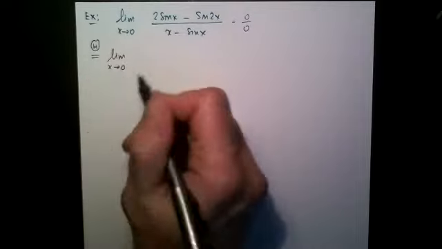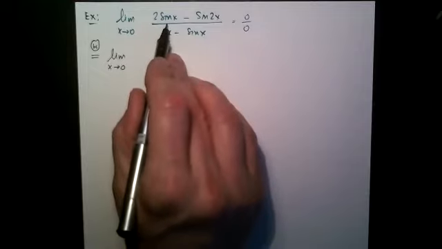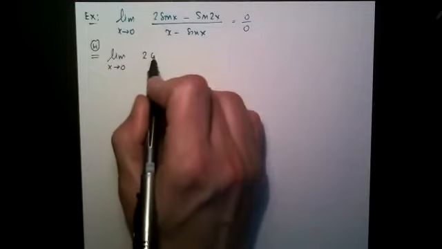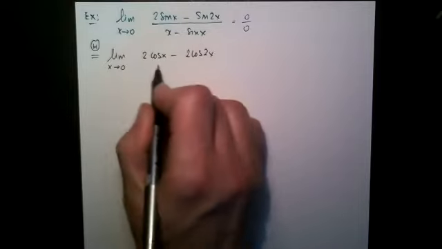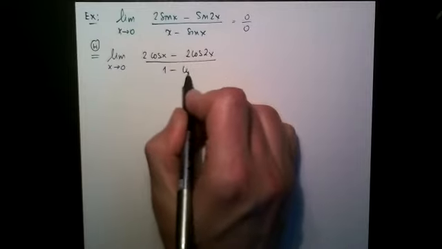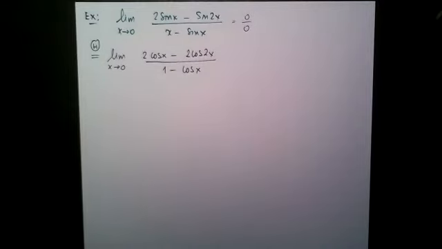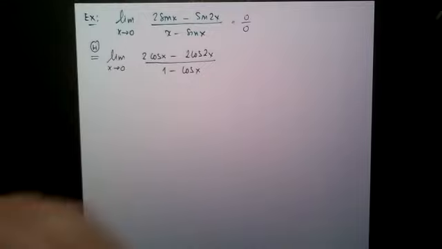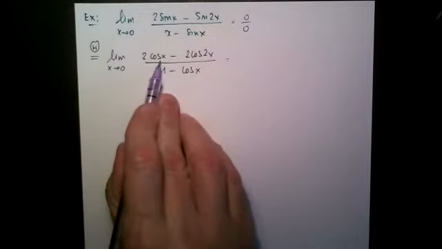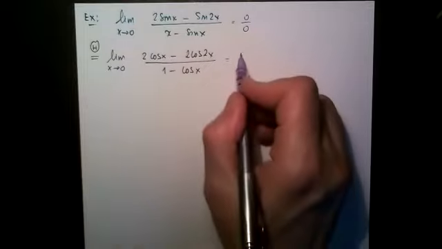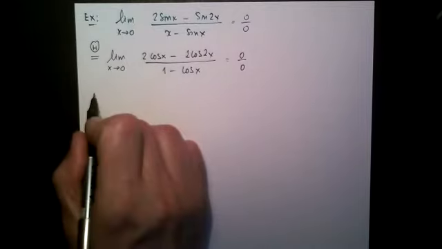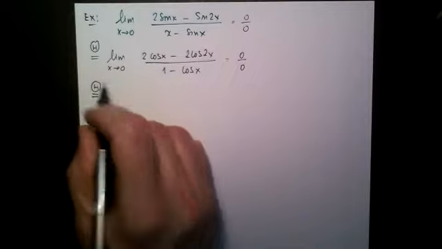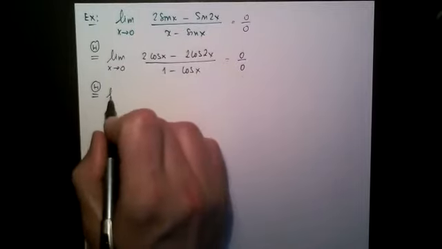Limit as x approaches 0. And so I have the derivative. So I get 2 cos x minus 2 cos 2x, and on the bottom, I have 1 minus cos x. Okay. Plug in 0 again. 2 times 1 minus 2 times 1, I get 0. And on the bottom, 1 minus 1 is 0. Questions? 0 over 0, L'Hopital's rule again.